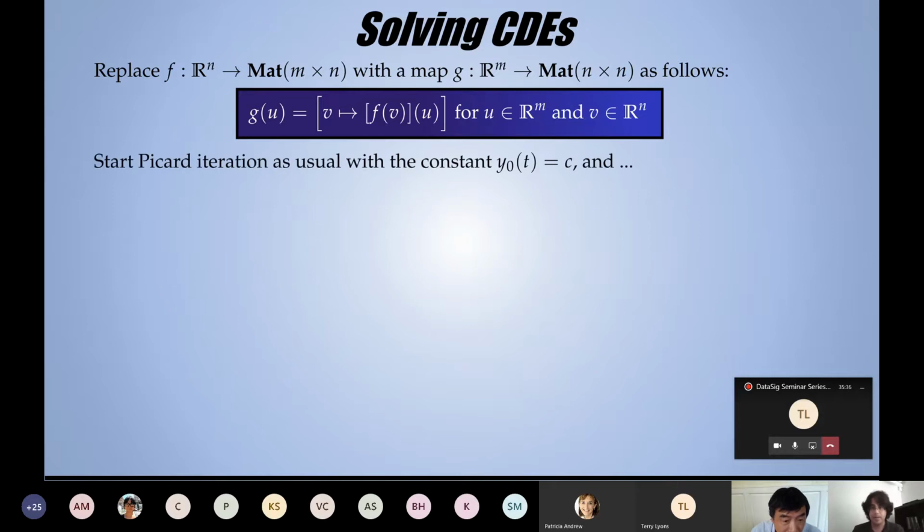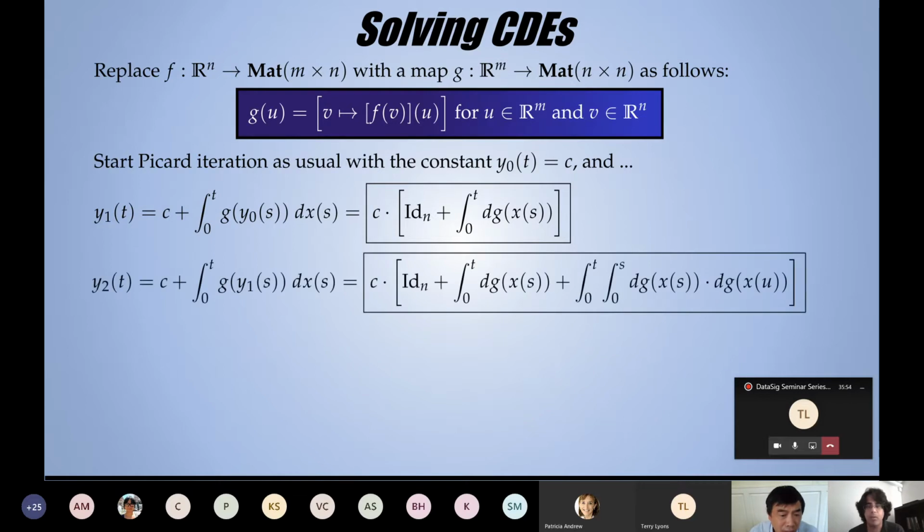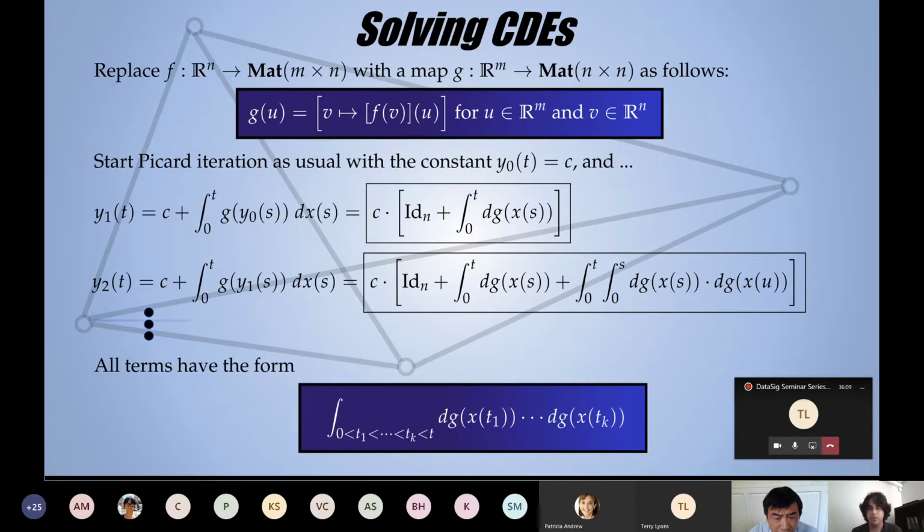So again, let's start Picard iteration and see what happens. The 0th term is constant. And now the first term is c plus the integral of the previous one, which gives you just the integral from 0 to t of dg(x_s). And now when you do the second iteration, you start to see things that are very, very similar to the old iterated integral formula. In fact, you're getting exactly the same iterated integrals, and so on. And each of these terms has this form: 0 less than t1 less than ... less than tk less than t, and then the product of dg(x_t1) all the way down to dg(x_tk).